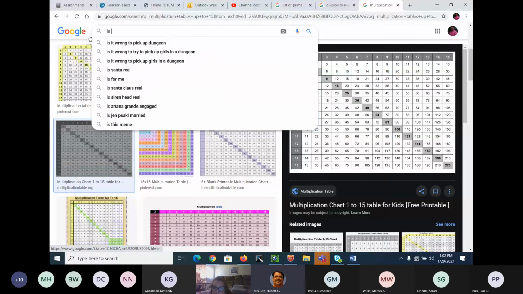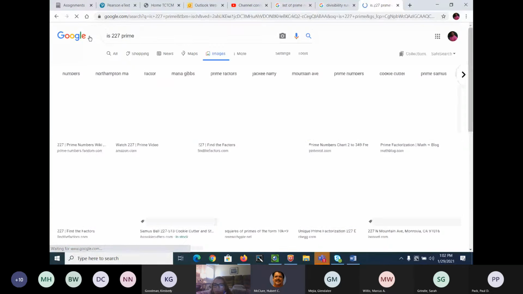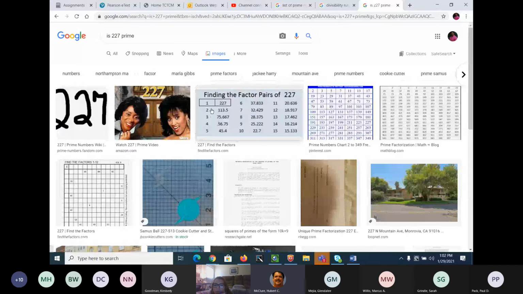Is 227 prime? Yeah, I think it is. Yep, I don't see anything that'll go into it. So that means 227 is 1, and this is the prime factorization.